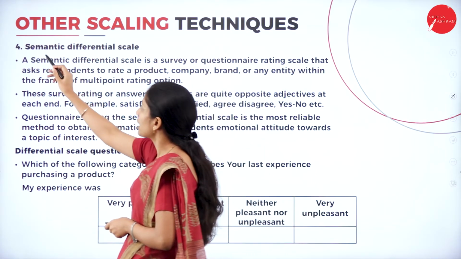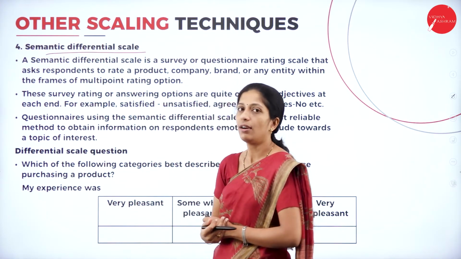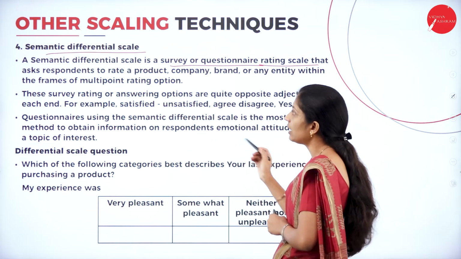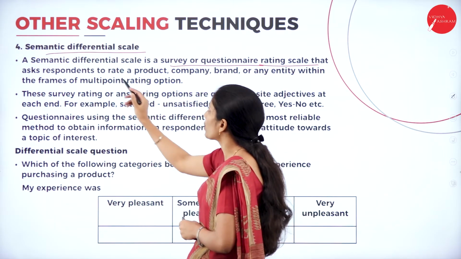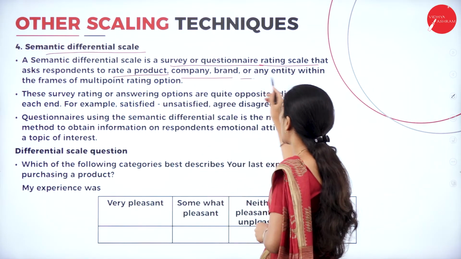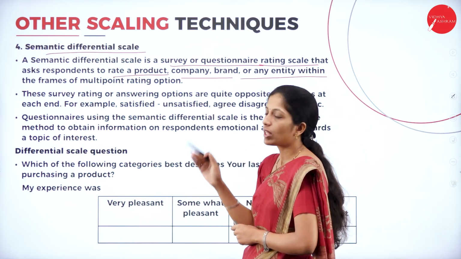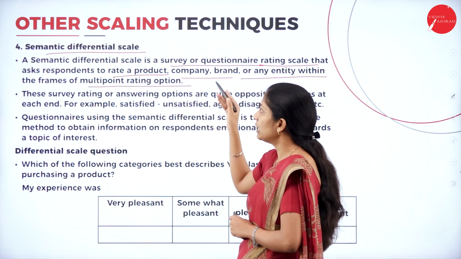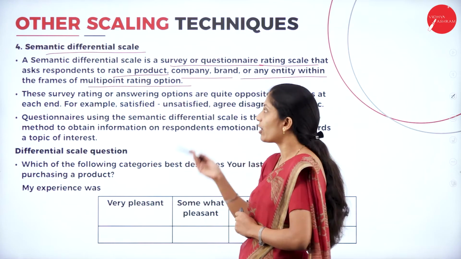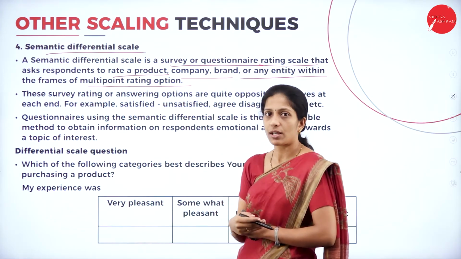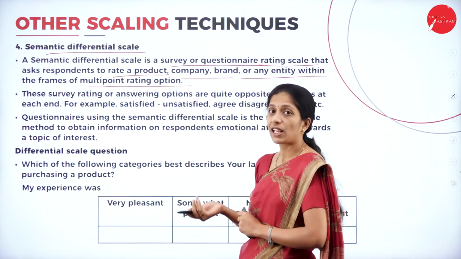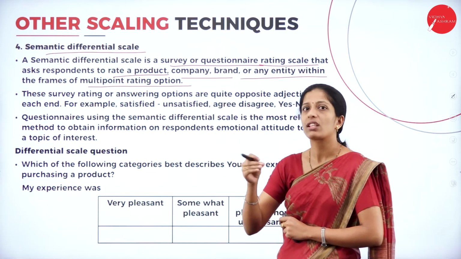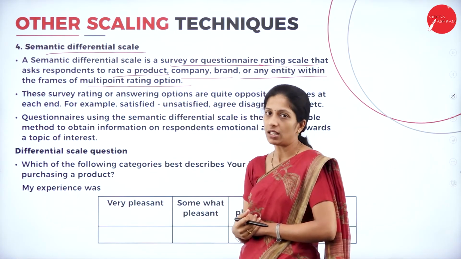Next one is the semantic differential scale. Now, a semantic differential scale is a survey or questionnaire rating scale that asks the respondent to rate a product, company, brand or any other entity within the frame of a multi-point rating option. So how are they going to decide here? Using the multi-point rating option. They may select their opinion about a product or a company or a brand or any other entity.